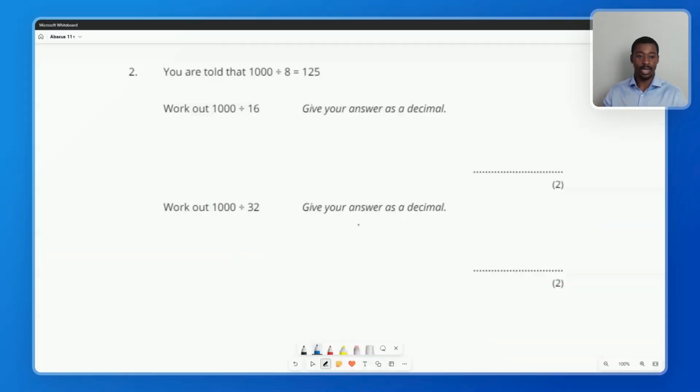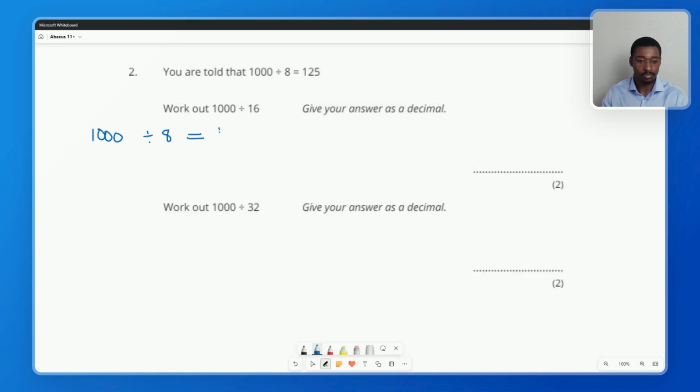Okay, so here we have an interesting question. We're told that 1,000 divided by 8 is 125. So what's 1,000 divided by 16? And we have to give our answer as a decimal. So let's think about what's going on here. What do we really mean by division? If we have 1,000 divided by 8, what does this actually mean?